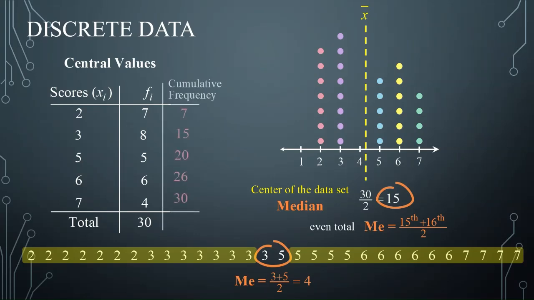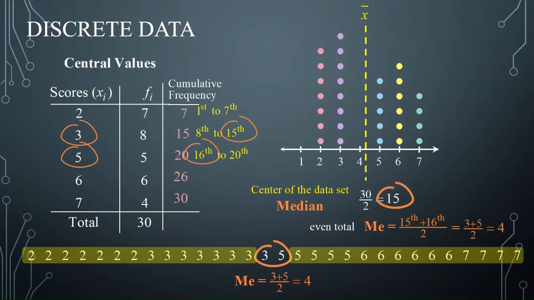For that purpose, let's bring back the cumulative frequency column. A cumulative frequency of 7 means we have the first till the 7th term equal to 2. The next cumulative frequency of 15 means the 8th till the 15th term are equal to 3. The next cumulative frequency of 20 means the 16th term till the 20th term are equal to 5. So the 15th term is 3 and the 16th term is 5. Then the median is the average of 3 and 5, which is 4.